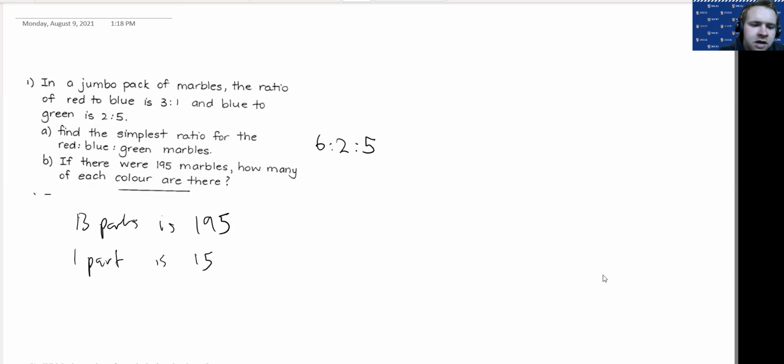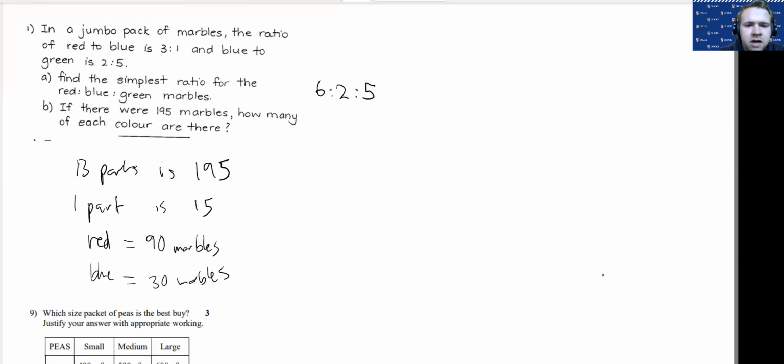So for red, if I multiply 15 by 6, red equals 90 marbles. Then I know that blue, if I multiply 15 by 2, is 30 marbles. And if I multiply 15 by 5, green is going to be 75. I found out what one part is, and then I can find out what 6 parts is, what 2 parts is, and what 5 parts is from there.